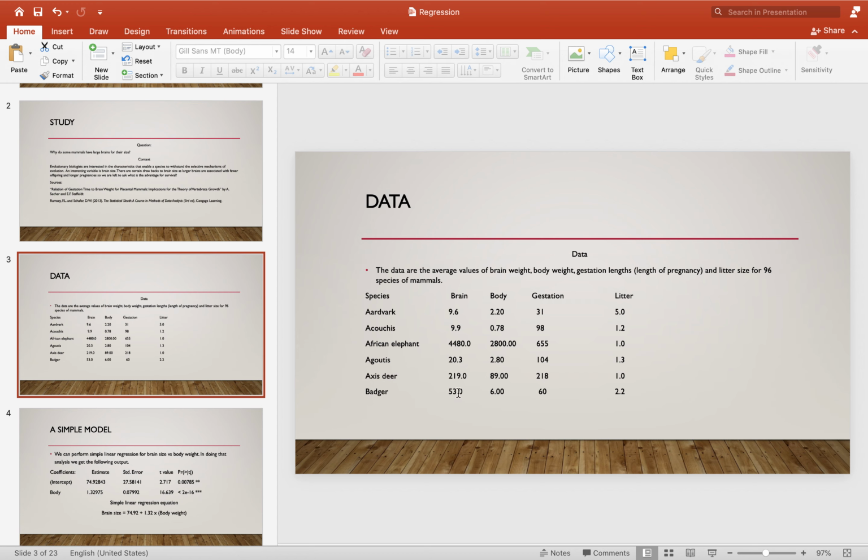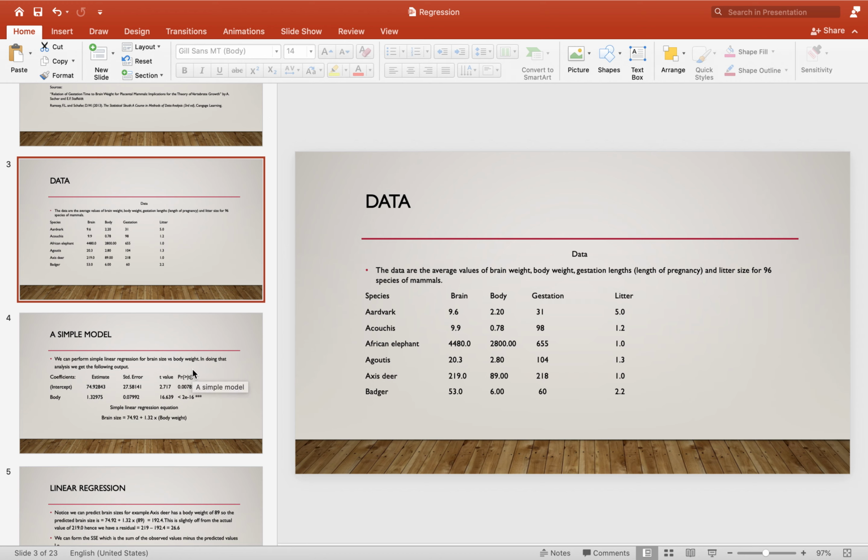They have a smaller brain size of 53. I believe that the unit of measurement is missing here, but if you go to the original source on the previous slide, it will say specifically, it has, I want to say 6 kilograms, but that's its unit of measurement, and its gestation length is 60 months, and it has a litter size of 60 days, I'm sorry, a litter size of 2.2, okay, on average.